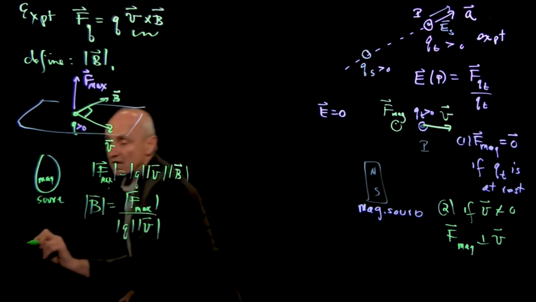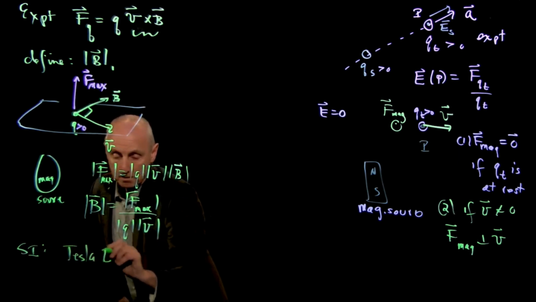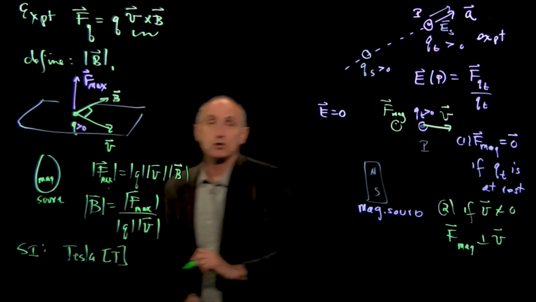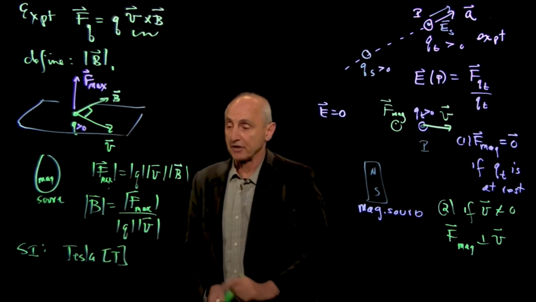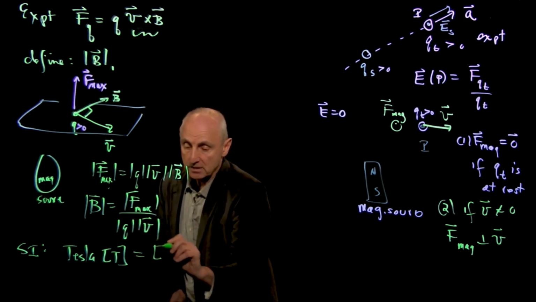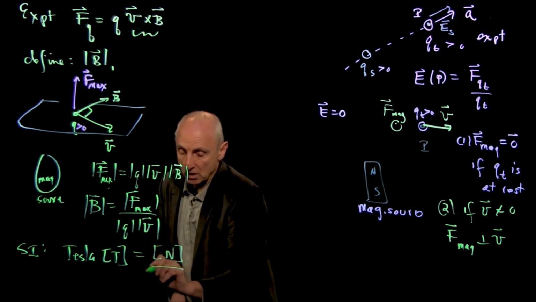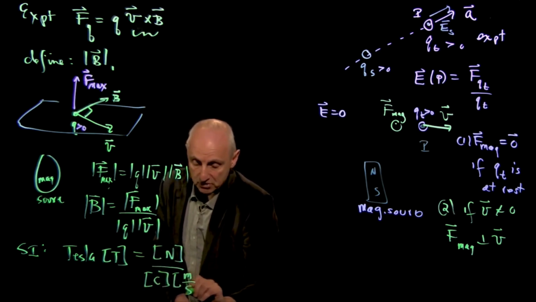Now, in SI units, we use a Tesla to measure magnetic field, the units for the magnetic field. And from our definition here, we can see that 1 Tesla is equal to a Newton per Coulomb, meter per second.